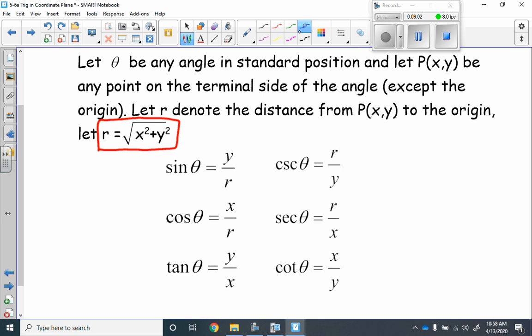Now think about what else is y over x. Slope is the same thing as y over x. When you're actually finding the tangent, you are finding the slope of that line because you're taking essentially the rise over the run. You're taking the change in y over the change in x. All right? And your reciprocal functions are going to follow suit with that.